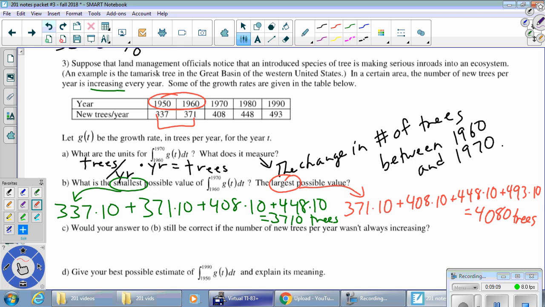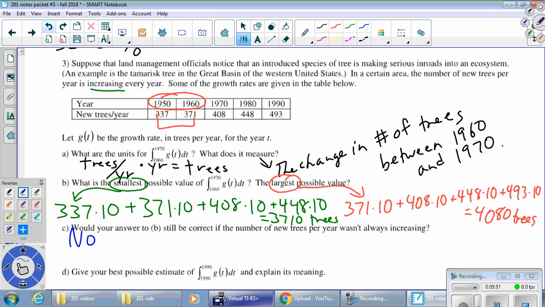Would your answer to B still be correct if the number of new trees per year wasn't increasing? No, it wouldn't be, because, for example, if we didn't know that we were increasing in this 10-year period here, then maybe it started at 337, but then the very next year it dropped way down to like 200, and it stayed at 200 until 1959, and then only in the last year did it jump way back up to 371, in which case this calculation would be too big. It's definitely not too small in that case. So we need the growth rates to be increasing in order for us to have done this calculation.